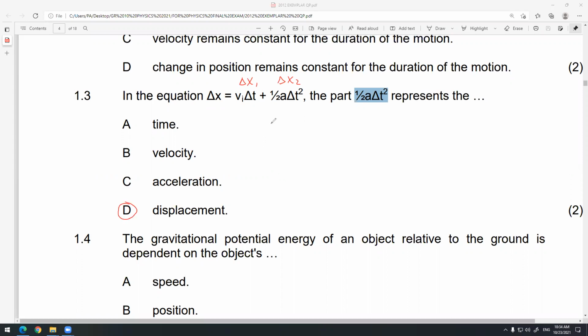Or, just to make sure, let's use this part of what they ask: 1 over 2 a times delta t square. You can write delta t times delta t, right? And then a times delta t is what? V, velocity, times delta t. And what is left now? V times delta t. We know V times delta t is delta x. Delta x means displacement. Another name is change in position, because the symbol of position is x, so delta x is displacement. Because of that, our answer is D. All right, so question 1.3 is also done.